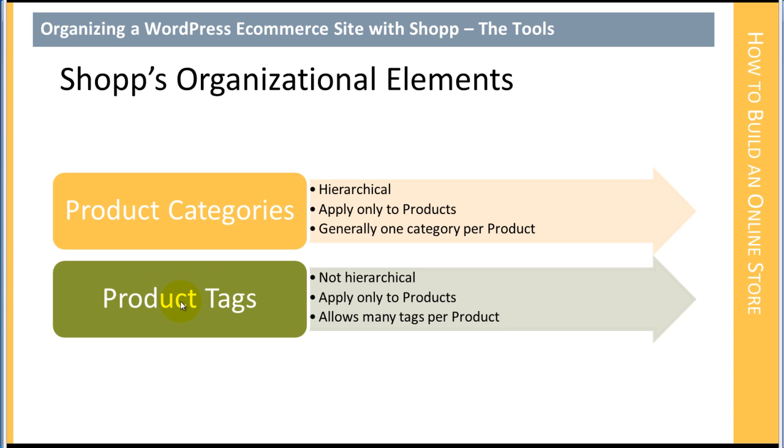The second thing they have is product tags, again behaving very much like tags. They are not hierarchical, they only apply to products, and you can have as many tags on a product as you want. And so these are Shopp's organizational tools that we have to create this site.